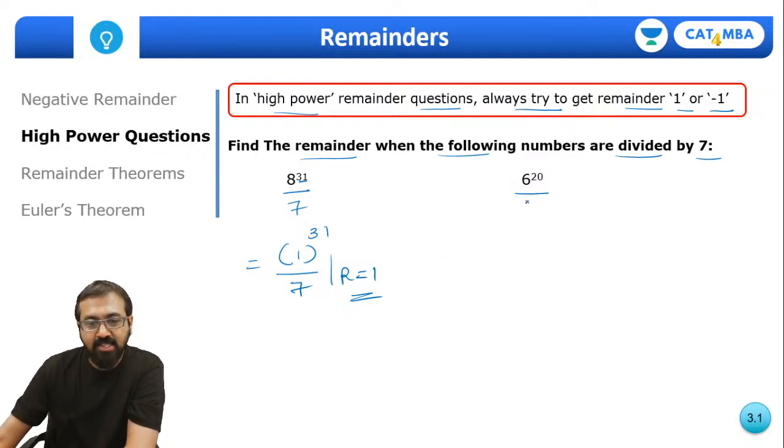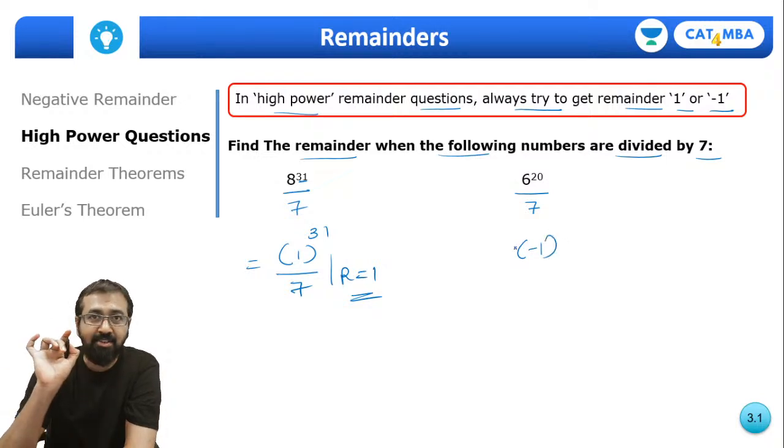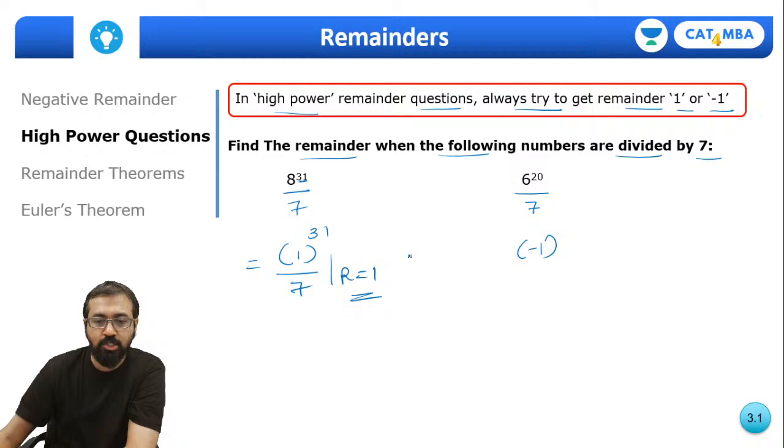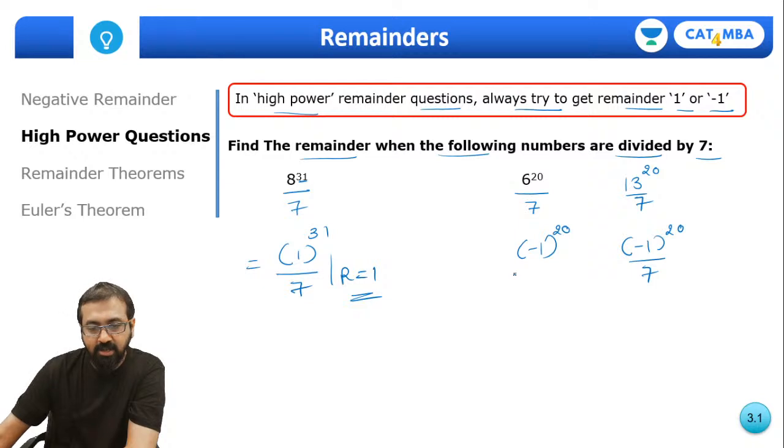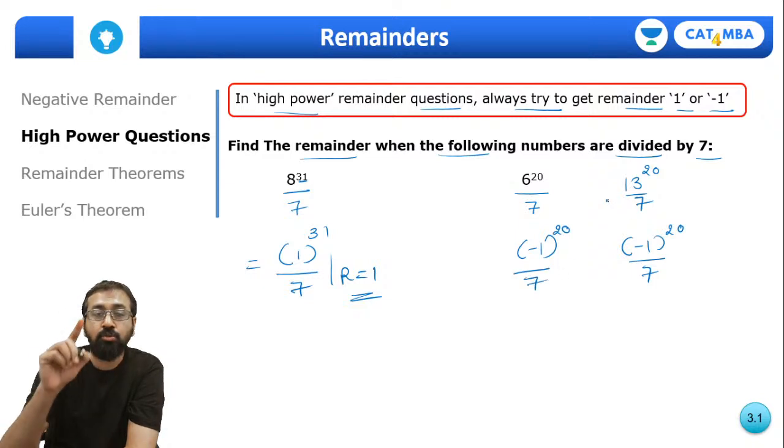Same way, 6 raised to 20 divided by 7, what is the remainder? Now 6 divided by 7, can I say remainder is minus 1? Because 6 is 1 less than 7. So remainder is minus 1. In fact, had the question been 13 raised to 20 divided by 7, you will still write it the same way: minus 1 raised to 20 divided by 7, because 13 is also 1 less than a multiple of 7.